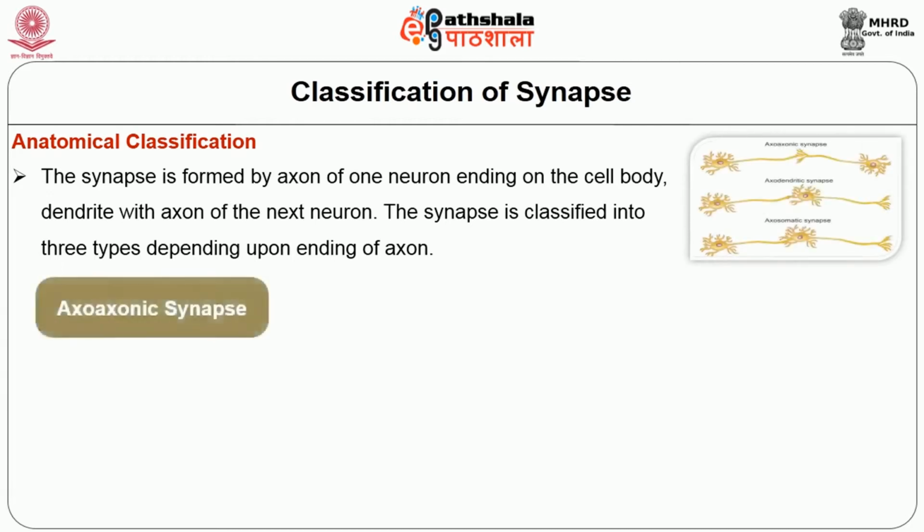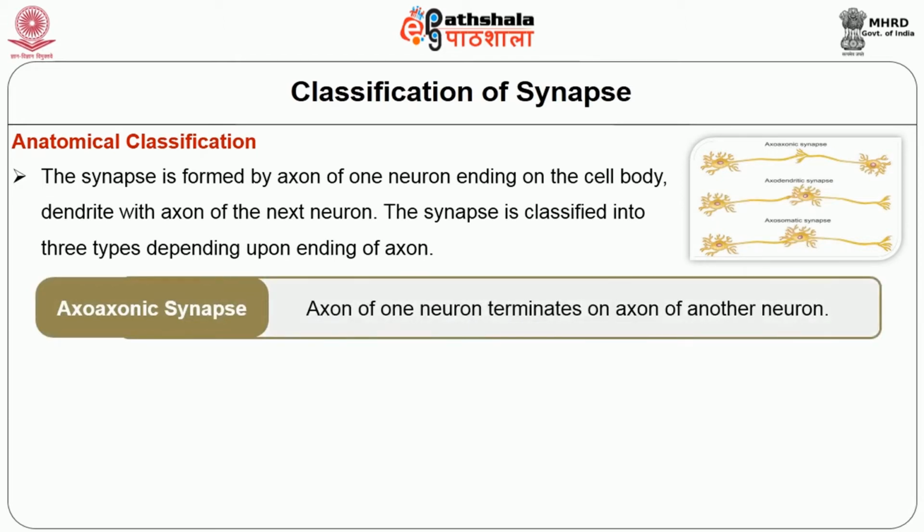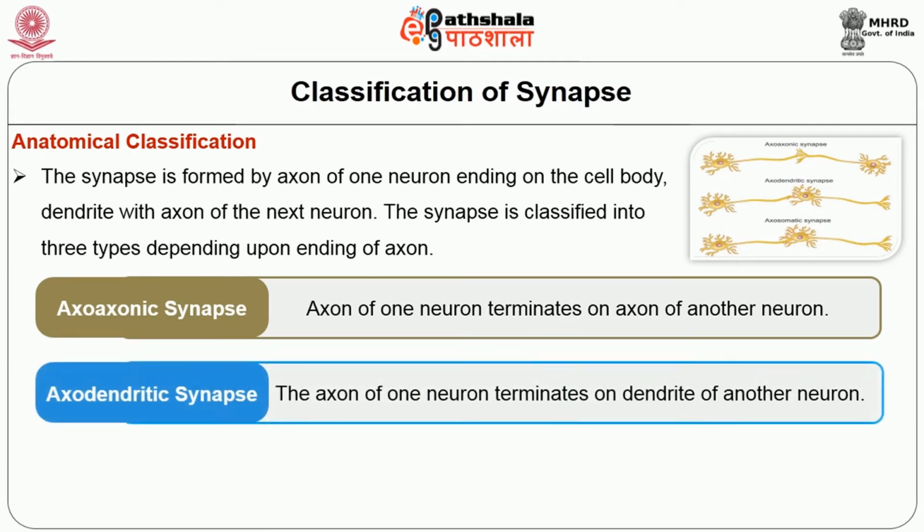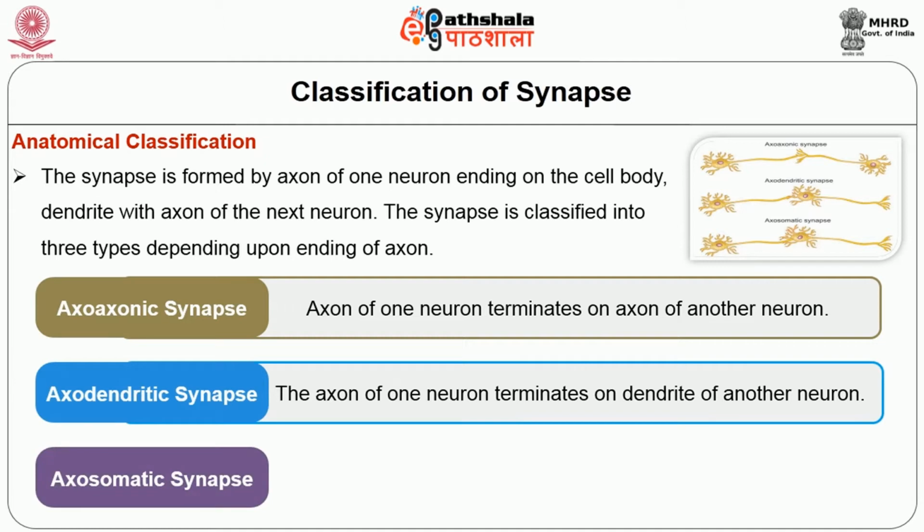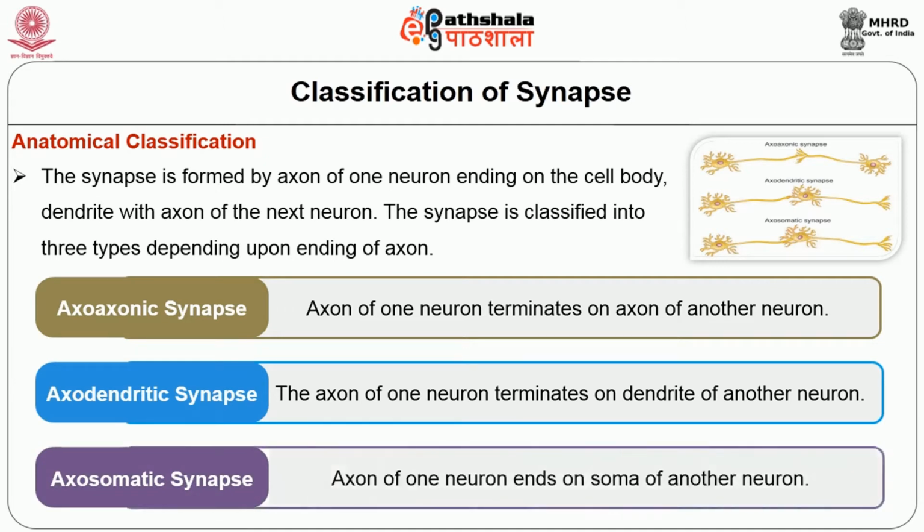They are axo-axonic synapse, in which the axon of one neuron terminates on the axon of another neuron. Axodendritic synapse, in which the axon of one neuron terminates on the dendrite of another neuron. The third one is axosomatic synapse, in which the axon of one neuron ends on the soma of another neuron. The following figure clearly explains these anatomical synapses.